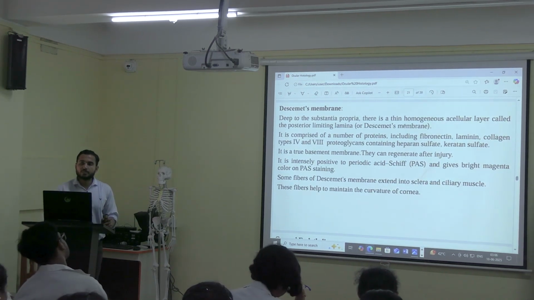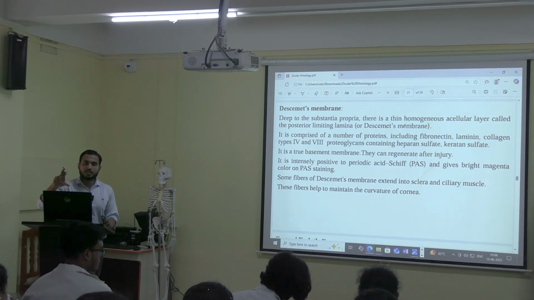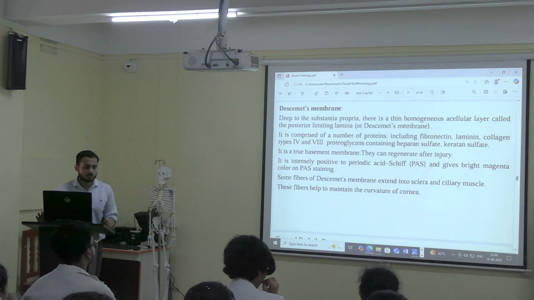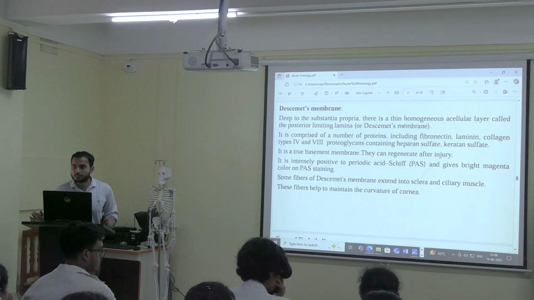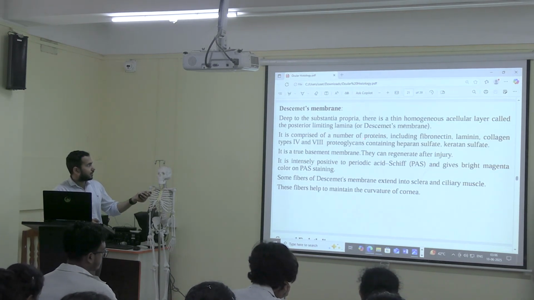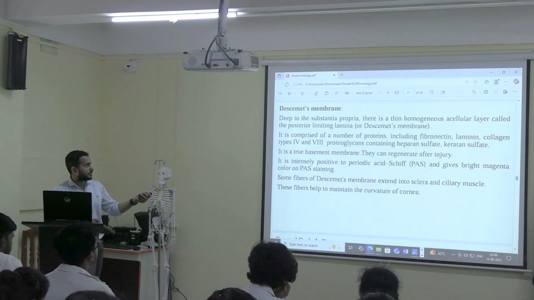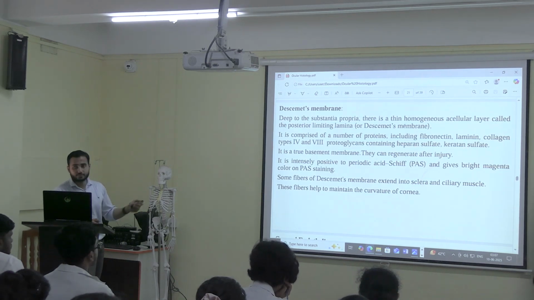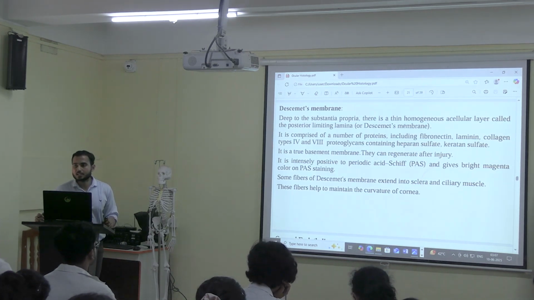So what is this Descemet membrane? Below the corneal stroma, the layer which is there, that is called Descemet membrane. It is a true basement membrane. Okay, it is homogeneous and acellular. That means cells are not present in that particular basement membrane. Now, the Descemet membrane is made up of a number of proteins, including fibronectin, laminin, collagen type 4, type 8, proteoglycans, heparan sulfate, and keratan sulfate. So different types of proteins are present.